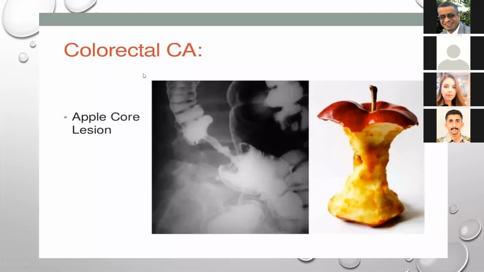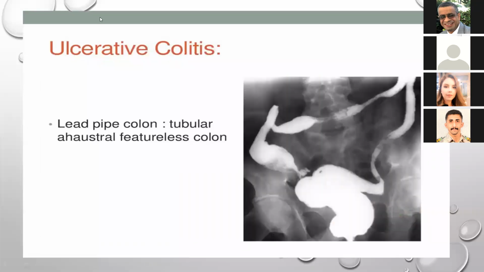This is a case of colorectal carcinoma, which shows the apple core lesion sign. Ulcerative colitis leads to a tubular, ahaustral, featureless colon.